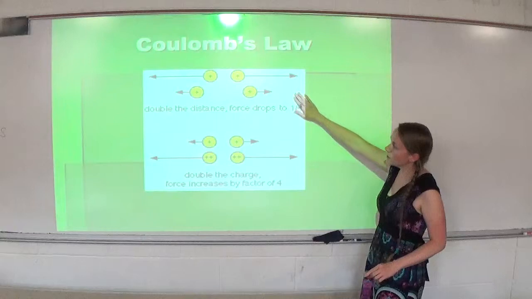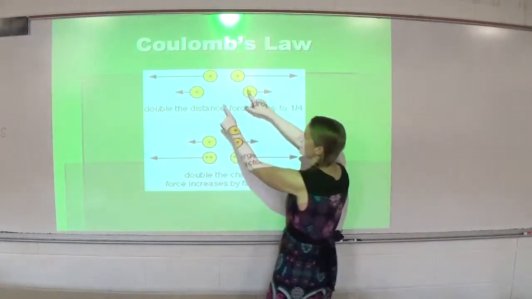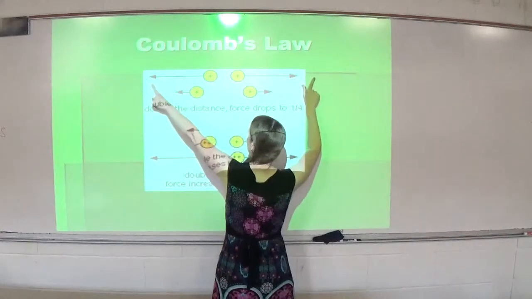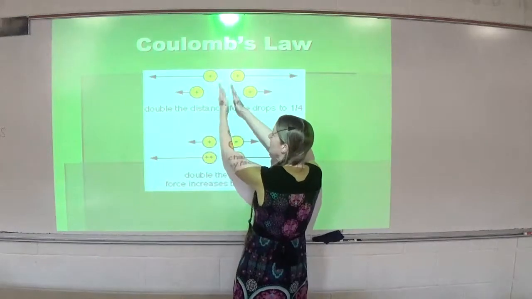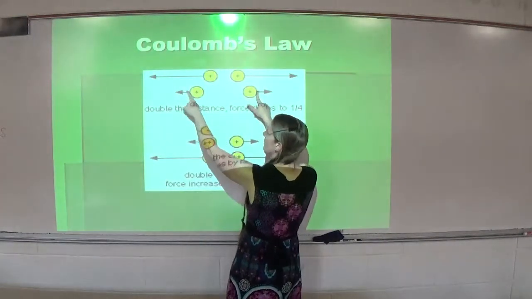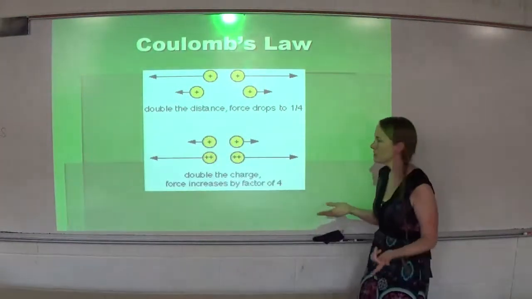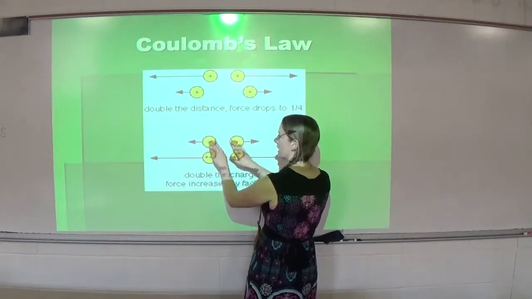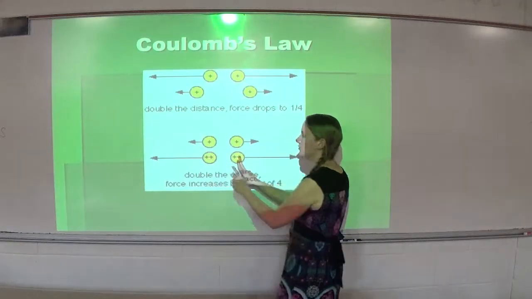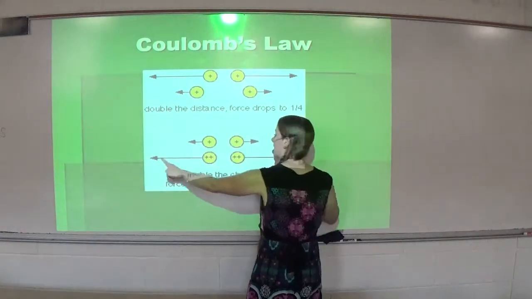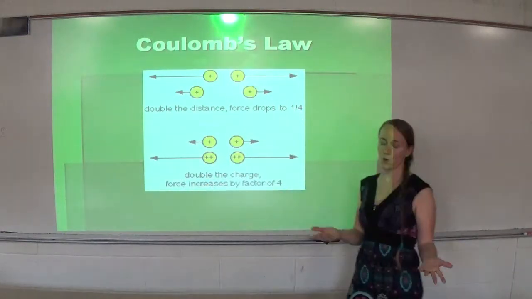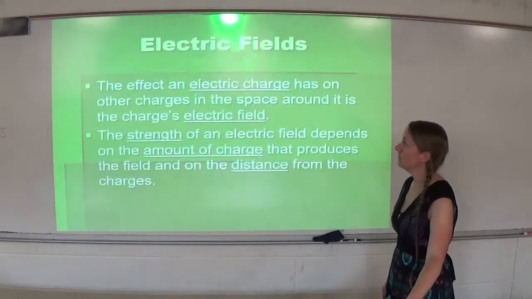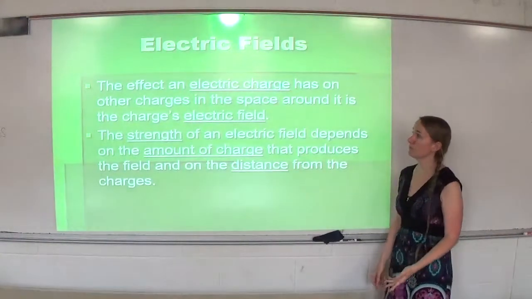Again, here's an example. We have 2 positives, so they don't like each other, and they're repelling. Here we have 2 positives, but notice they're further apart, so they're still repelling, but not quite as much. And here's an example of the charge. Here we have 2 positives, they repel. Here we have 2 double positives, so notice the line is bigger. They're repelling even more from each other. And that's just based on Coulomb's law.